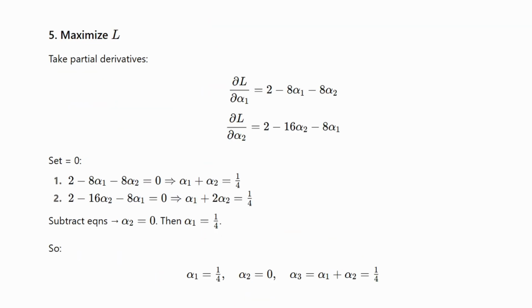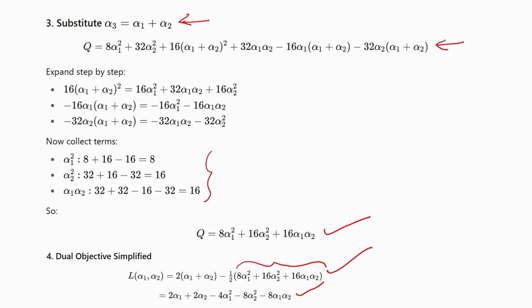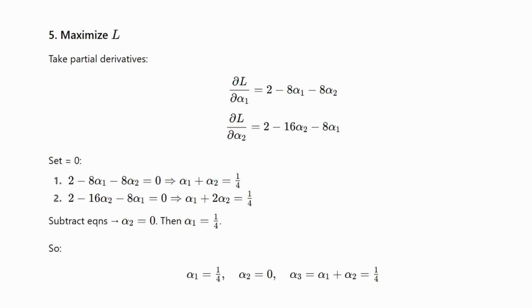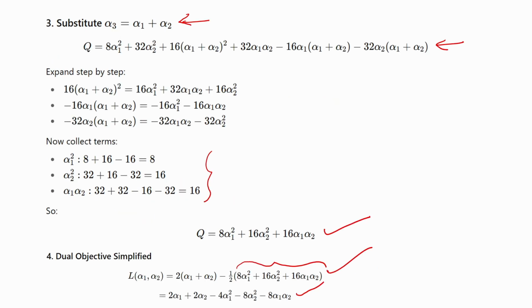Now, for optimizing that, we can take the partial derivative with respect to each variable. We have alpha 1 and alpha 2. We take the partial derivative with respect to alpha 1 first. So dou L by dou alpha 1 is equal to 2, alpha 1 is constant, plus 2 alpha 2, since it's a partial derivative, this term becomes 0.